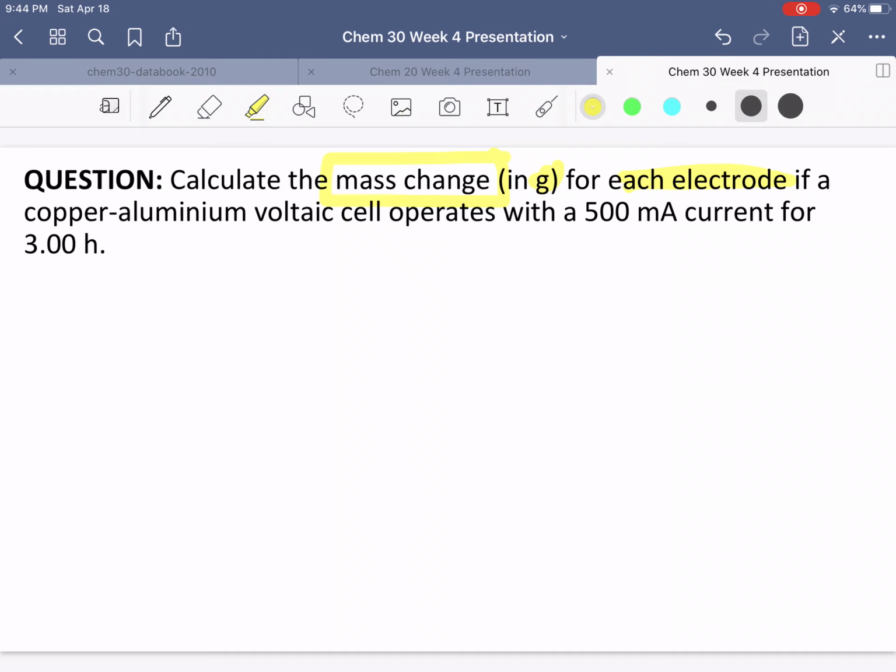Now, what are we doing this for? Well, we're going to be focused on a copper aluminum cell. Notice the change here. This is a voltaic cell, so it's spontaneous, fine. And notice this little key switch as well. It is operating with 500 milliamp current. Your prefixes for conversions are coming into play. Also notice 3 hours. Time with these needs to be in seconds, so there's a whole lot going on here.